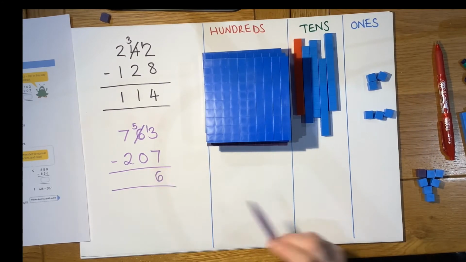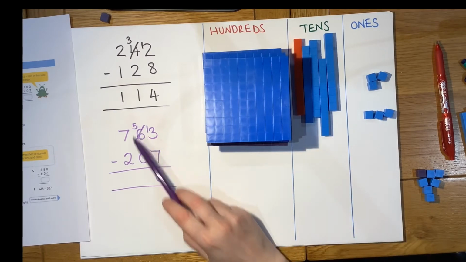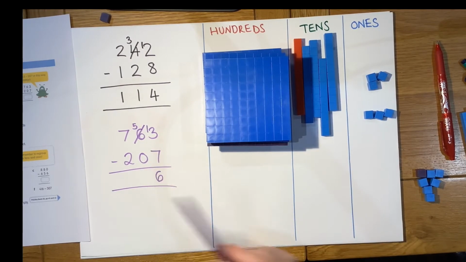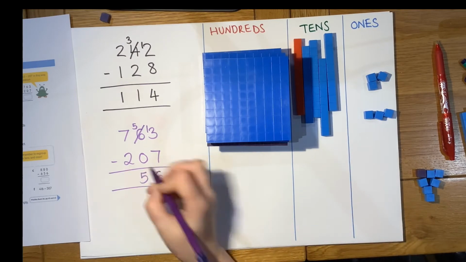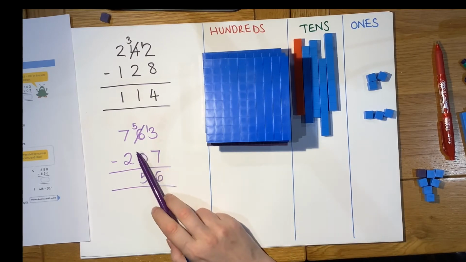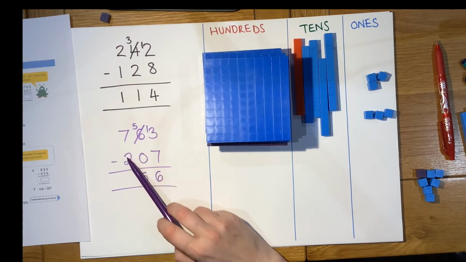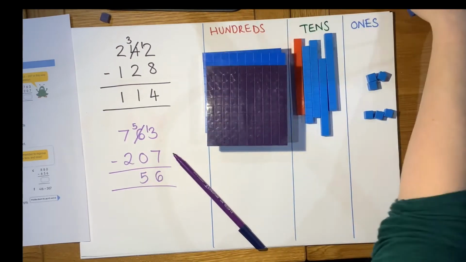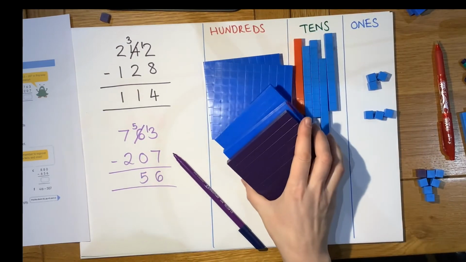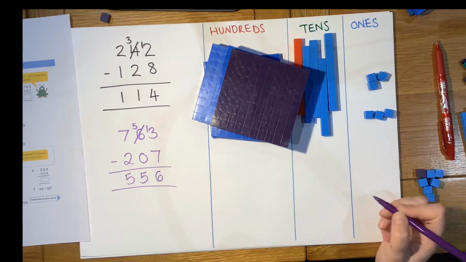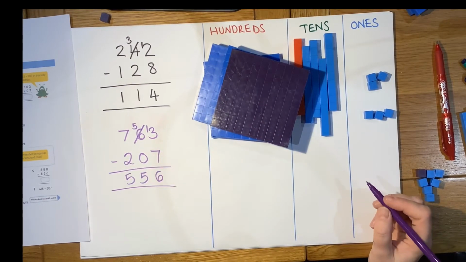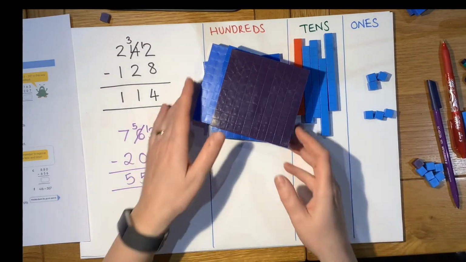Now subtract the 10s. I've got 5 10s. I need to take away 0 10s. Well, if I don't take any away, I've still got 5 10s. And now the hundreds. Next we subtract the hundreds. 7 hundreds, take away 2 hundreds, leaves me with 5 hundreds. So the answer is 556. Okay, we've got a few more to try.